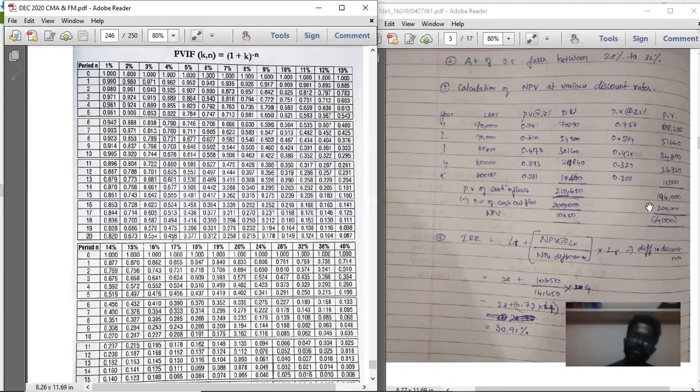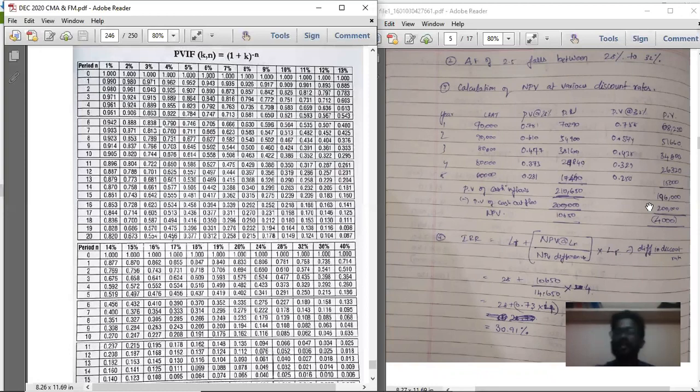So just copy down the present value factors at the rate of 32%, 1 divided by 1.32. You get 0.758 for the first year, second year 0.574, third year 0.435, fourth year 0.329, and fifth year 0.250. So those are the present value factors at the rate of 32%.